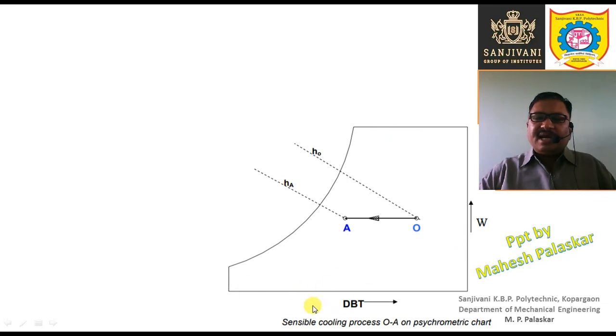On the psychrometric chart, this is the dry bulb temperature, and this is the specific humidity. You can see that OA represents sensible cooling. This is a horizontal line. The arrow is pointing in the left direction. O is the initial condition, A is the final condition. So HO is the initial enthalpy, HA is the final enthalpy, and the total enthalpy decreases, and the decrease in enthalpy will be given by HO minus HA, right? So this is the process sensible cooling.